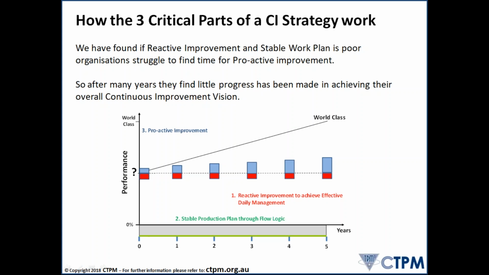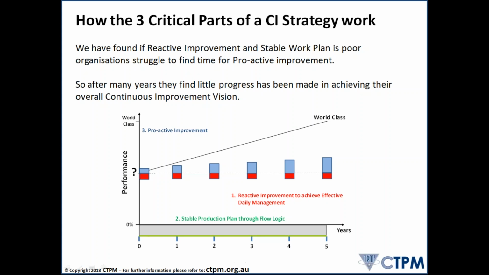So on this little graph here, we've got the example of proactive improvement. So here, a team has said, let's do a big bang improvement cycle project. Awesome. We get a bit of an improvement, but we're not focusing on our reactive improvement.